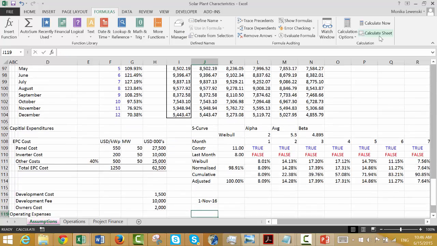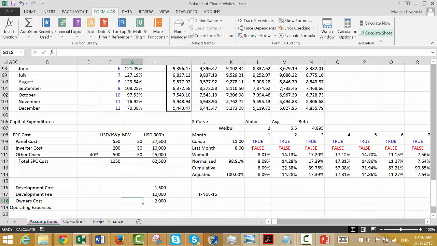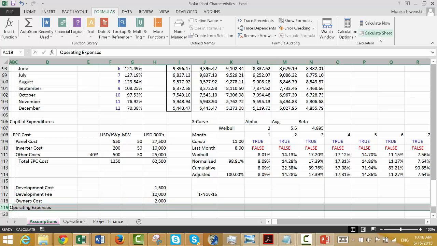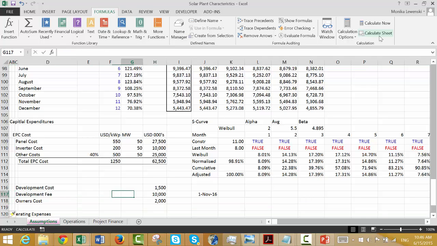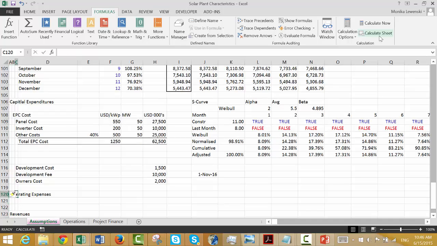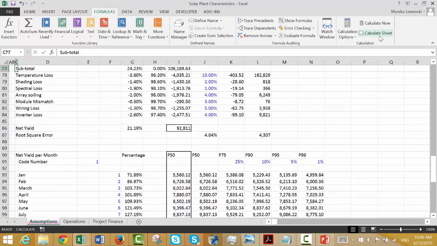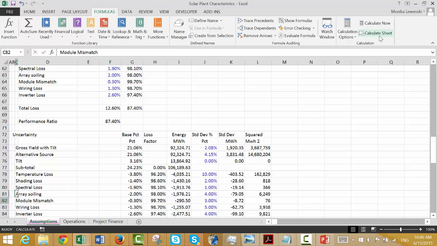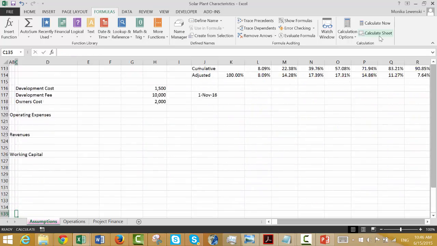Remember, this fee is just a kind of an artificial one. And let's assume that the owner's cost is just an equal amount. Okay, so I didn't really put the assumptions very well in here, but I think that's enough. And then for the operating expenses, what we'll need is some inflation.